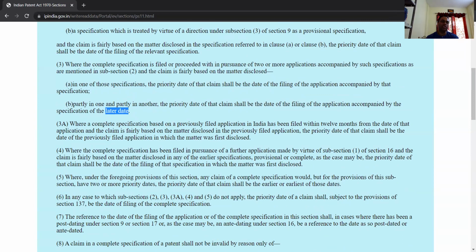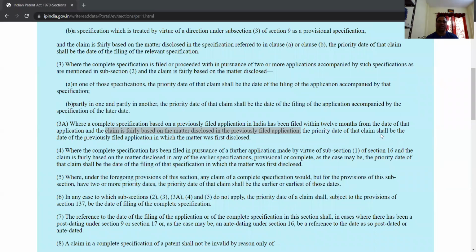3A: where a complete specification based on a previously filed application in India has been filed within 12 months. So a complete specification has been filed based on a previously filed application in India. So you file some provisional or complete specification, then again you file a complete specification after provisional, or if you file a complete specification, you convert it into provisional, and therefore you again become eligible to file another complete specification within 12 months, right? So within 12 months you file, from the date of that application, the claim is fairly based on the matter disclosed in the previously filed application. So this is what we are discussing again and again: that the claim has to be based on what has been filed before. The priority date of that claim shall be the date of the previously filed application.